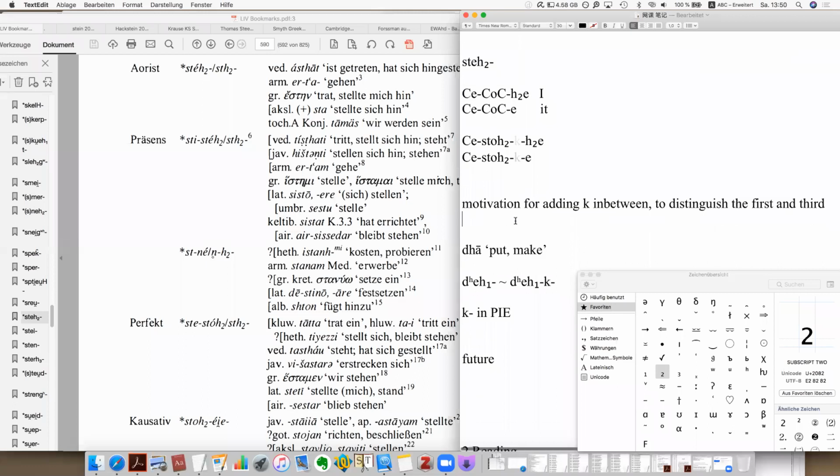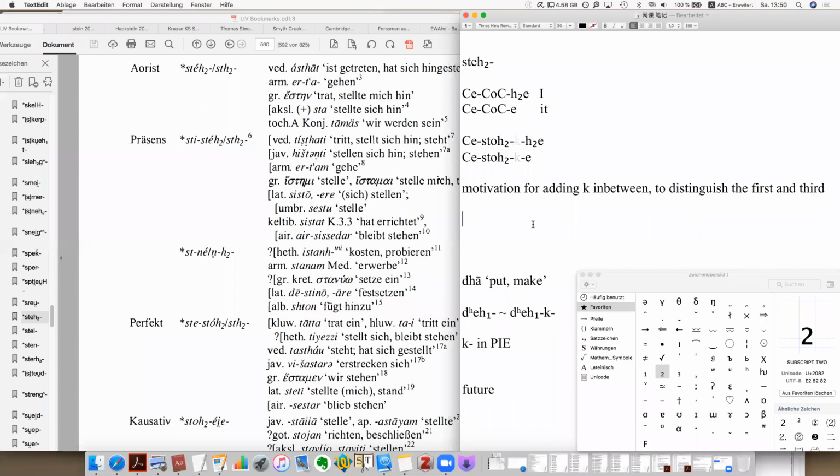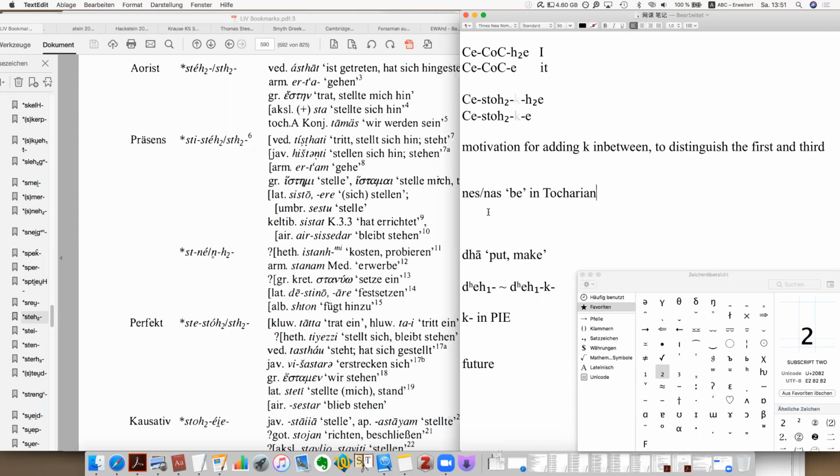So let's probably move back to the K again. So for this K, let's talk about this word. This is the word for "to be" in Tocharian. So in Tocharian, the copular word is called nes or nas. Nes is Tocharian B, and nas is Tocharian A.